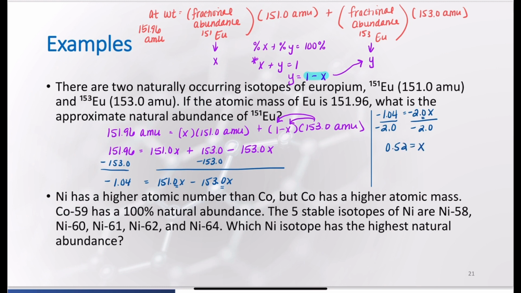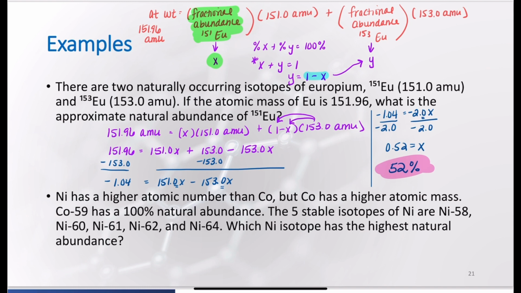But again, what does that mean? I've defined X previously. I said X is my fractional abundance of europium 151. That means that the approximate natural abundance for europium 151 is 52%. I'm going to take that and put it back into percent form. Why? Well, percent is just easier for most of us to see, to be honest. But it means that we were right in our assumption that it's about 50%. So you can solve this numerically as well, as long as you're given the masses of both, and you could even look at the periodic table to find the atomic weight of the species.